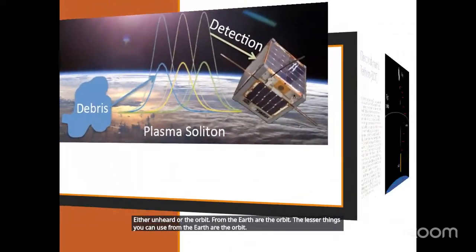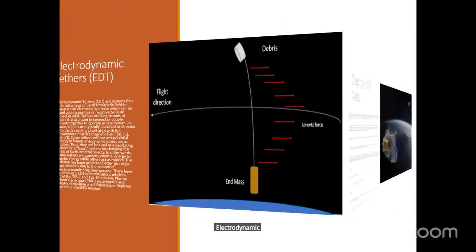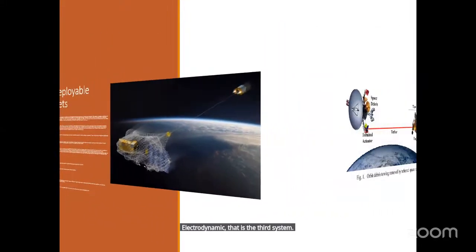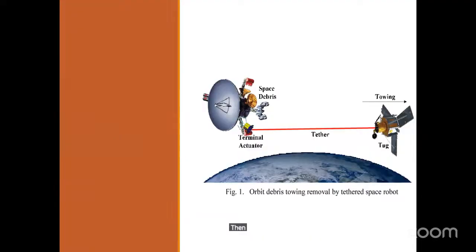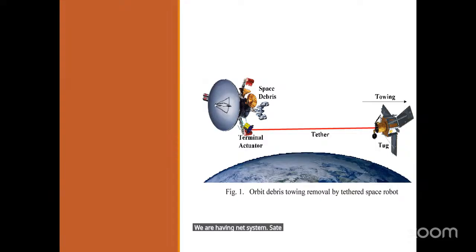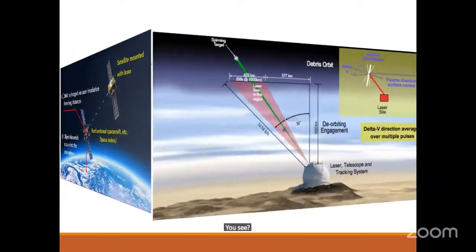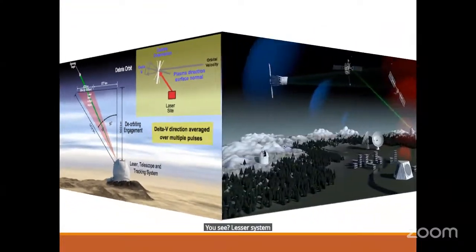The plasma solution also. Then we have the electrodynamic tether, that is the third system, and the net system. Then we have the system for debris towing removal, which I already told you about. We have the net system, satellite system, laser system, electromagnetic system, and then tether systems. You see the laser system; again I'm showing this one.